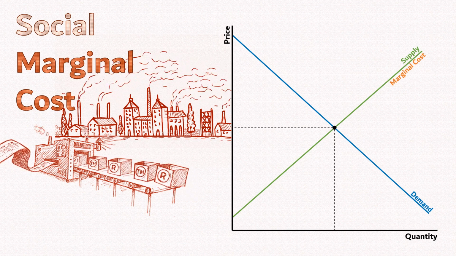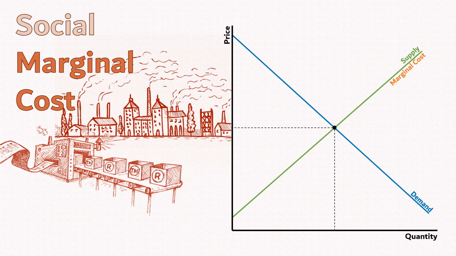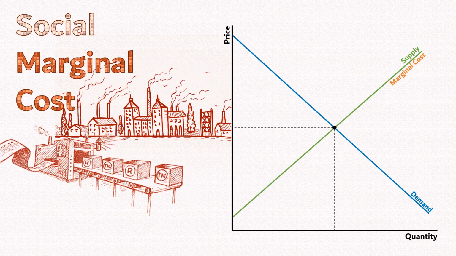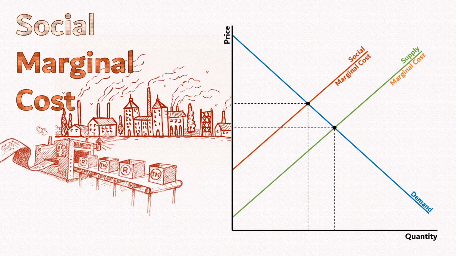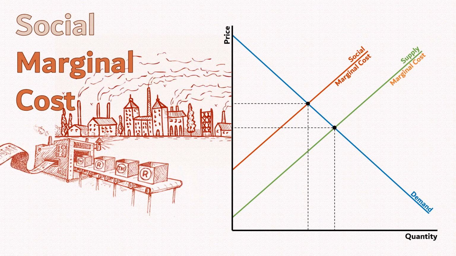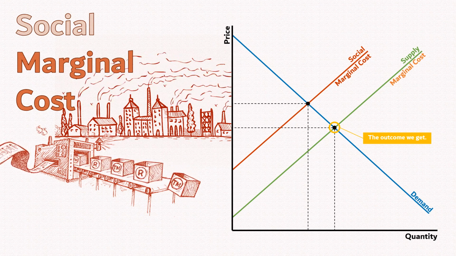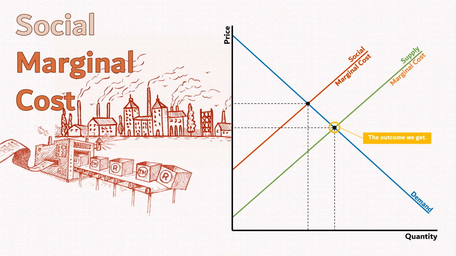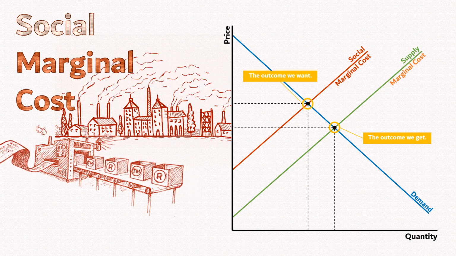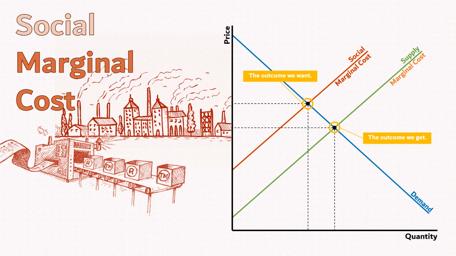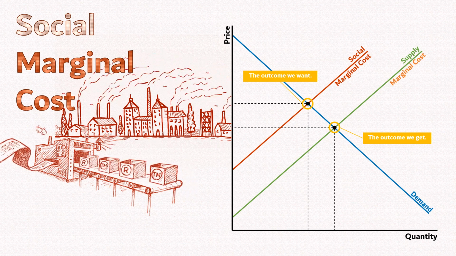In this case, the private marginal cost that the firm faces is less than the total marginal cost that society faces. The social marginal costs are higher, which we can represent with this red line on the graph. Market forces will drive us to this outcome. This is the outcome we get when consumers and firms follow their private incentives. But this is the outcome we want. This is where the total costs to society have been taken into account and the efficient outcome reached.